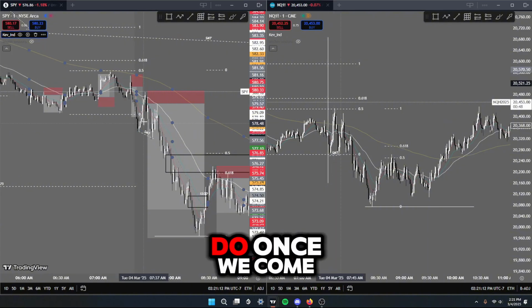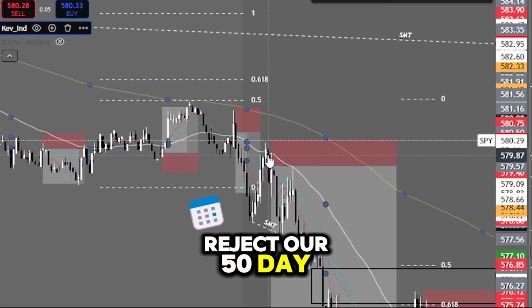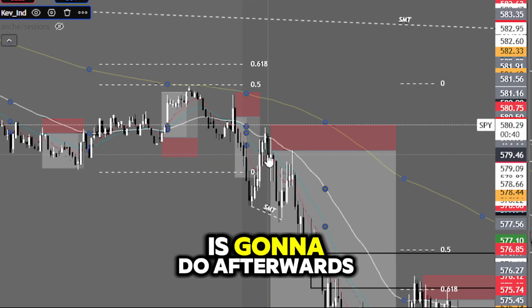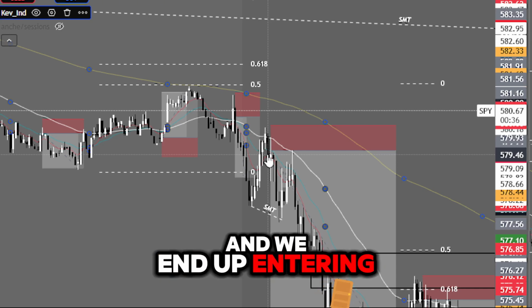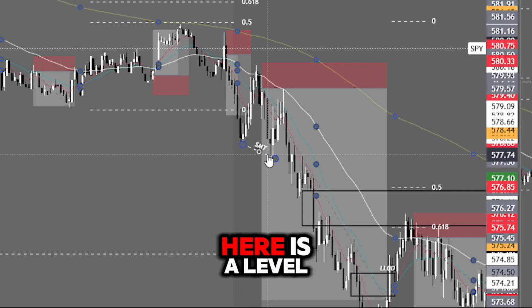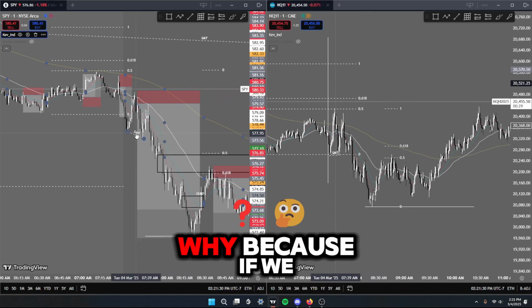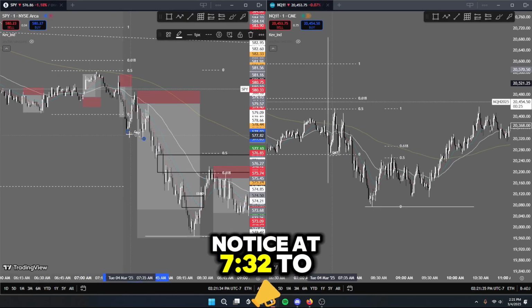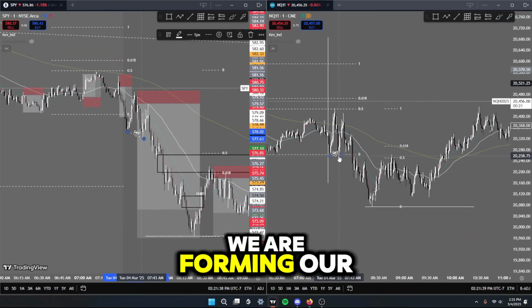Once we come back up and reject our 50-day EMA, we notice what volume is going to do afterwards, we start retracing, and we end up entering once again. Right here is a level that I wanted to really look out for. Why? Because if we notice, at 732 to around 745, we are forming our first SMT.